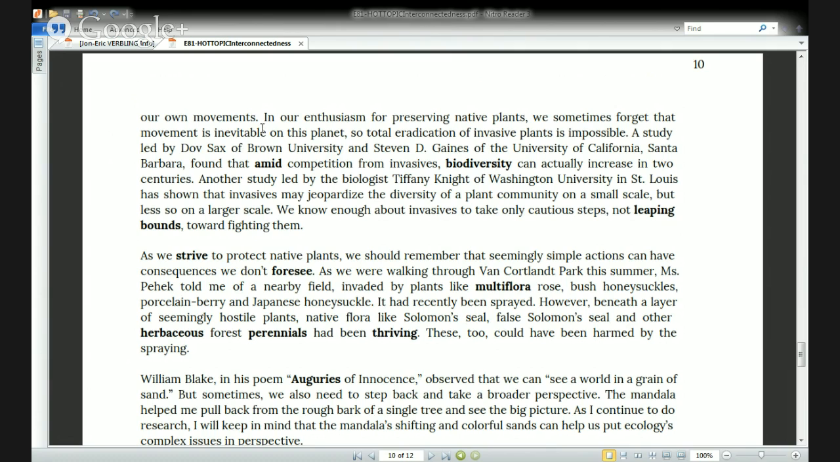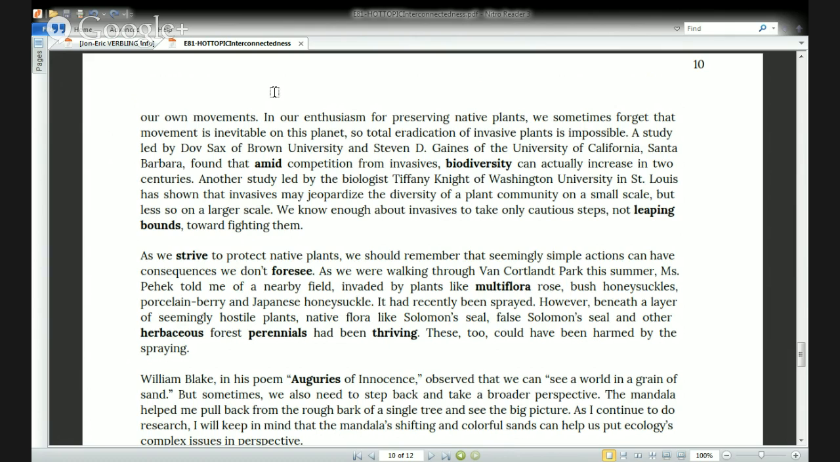Another study led by the biologist Tiffany Knight of Washington University in St. Louis has shown that invasives may jeopardize the diversity of a plant community on a small scale, but less so on a larger scale. We know enough about invasives to take only cautious steps, not leaping bounds, towards fighting them.